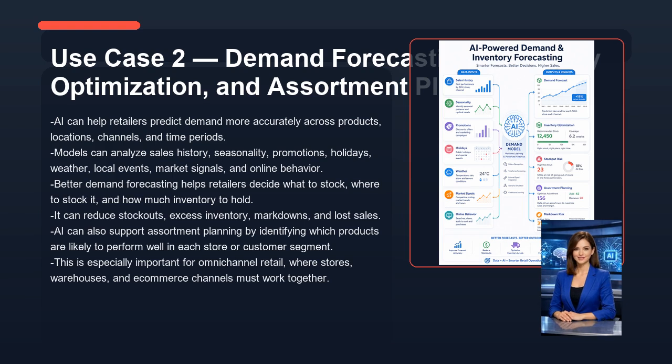It can reduce stockouts, excess inventory, markdowns, and lost sales. AI can also support assortment planning by identifying which products are likely to perform well in each store or customer segment. This is especially important for omnichannel retail, where stores, warehouses, and e-commerce channels must work together.